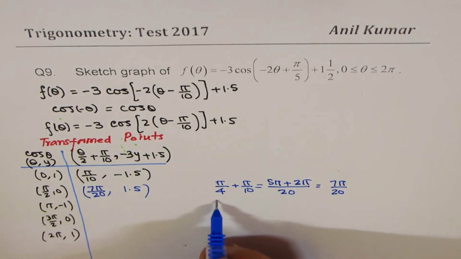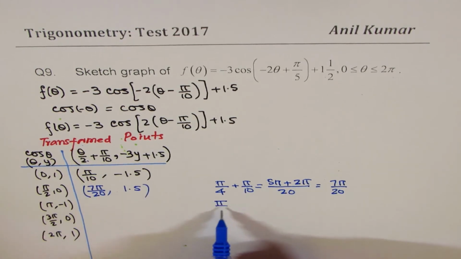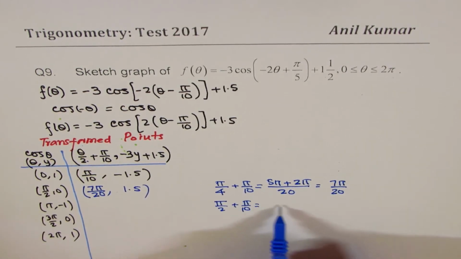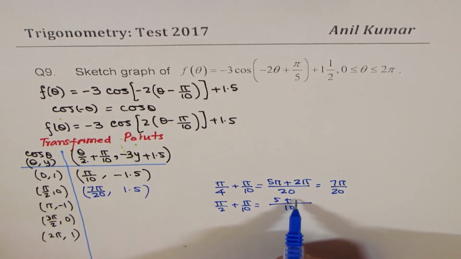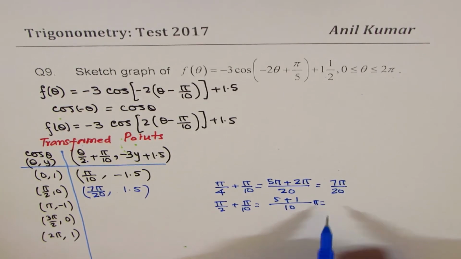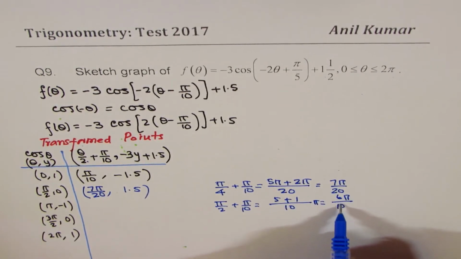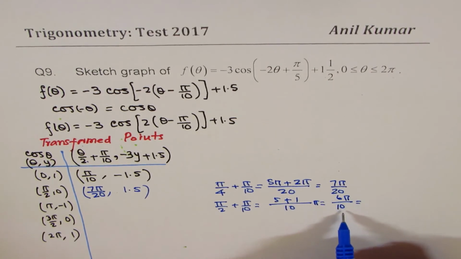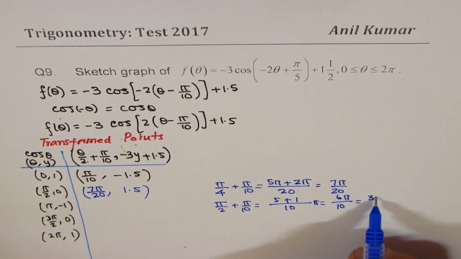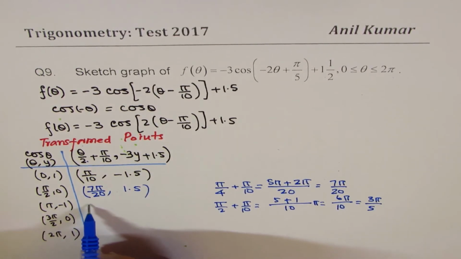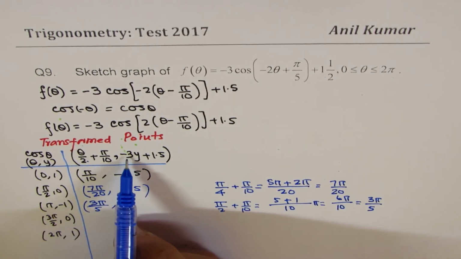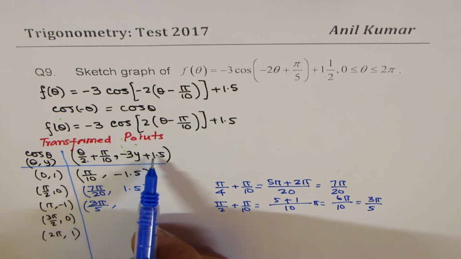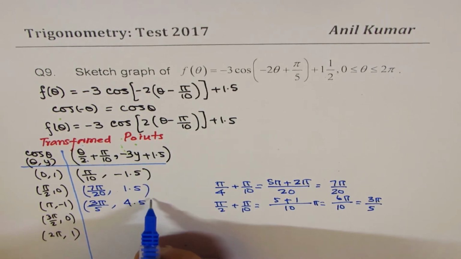If it is pi, in that case, first we do half of this and then add pi by 10. The common denominator is 10, so it gets multiplied by 5, plus 1, and both are pi's. So 6 pi by 10, which could be simplified, if you divide both by 2, to 3 pi by 5. So it is 3 pi by 5 and minus 1. Minus makes it positive 3, and then you add, so you get a maximum value of 4.5.